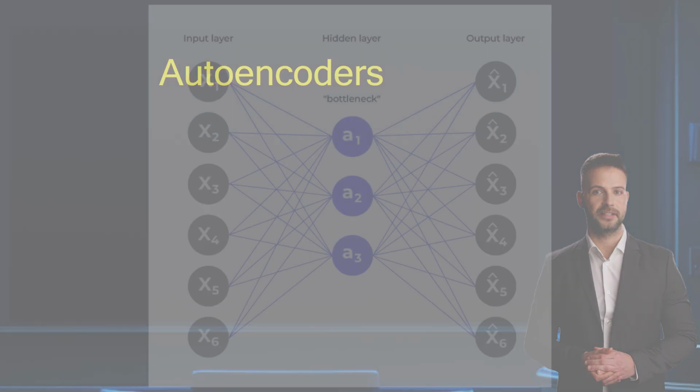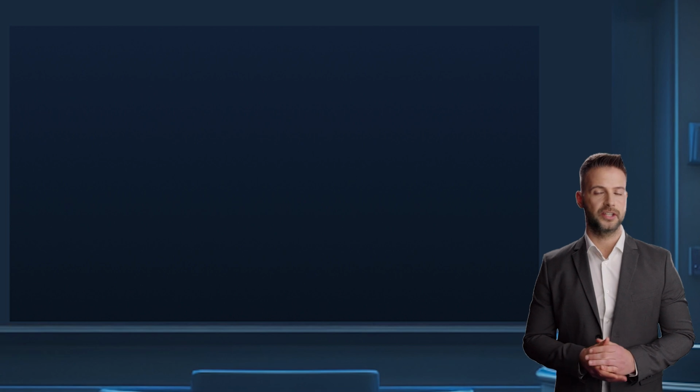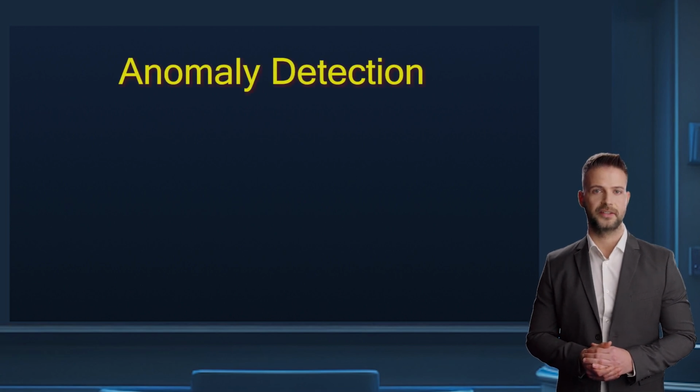These are neural networks designed to learn efficient representations of data, typically for the purpose of dimensionality reduction. This is a neural network architecture with an imposed bottleneck in the network, which forces a compressed knowledge representation of the original input. So after clustering and dimensionality reduction, let's consider anomaly detection.